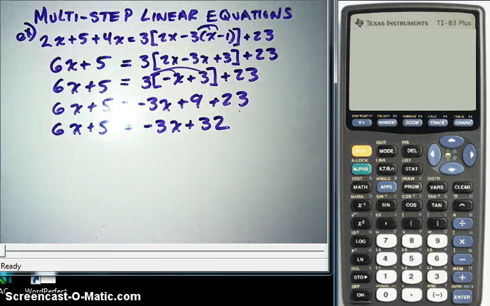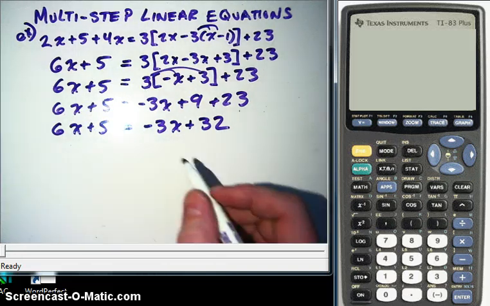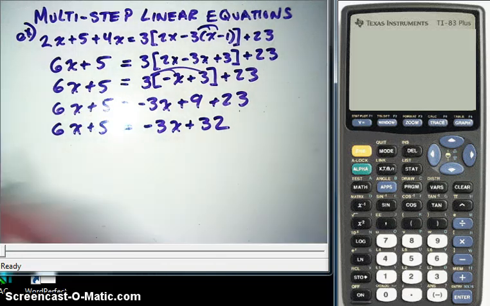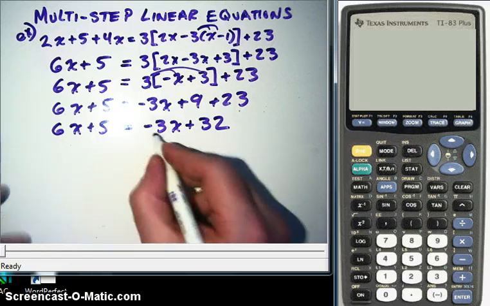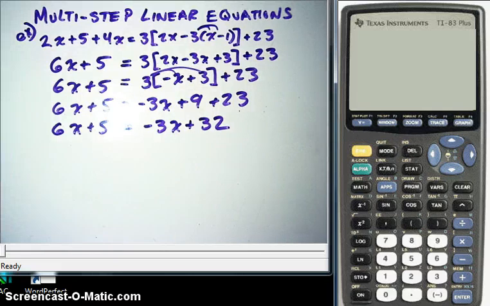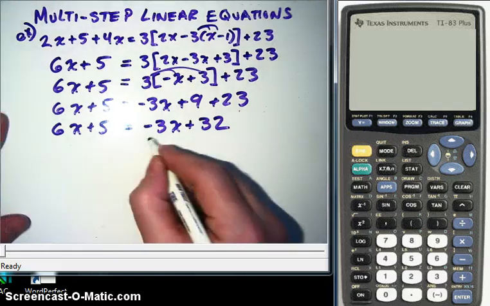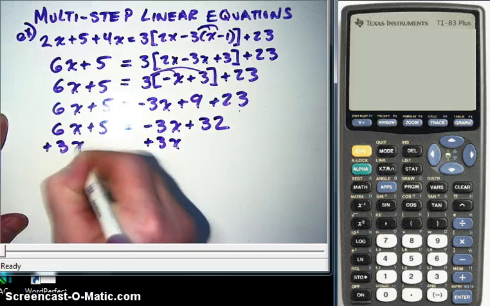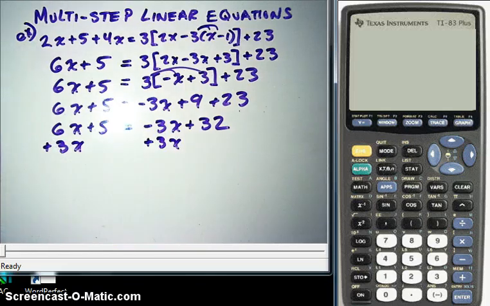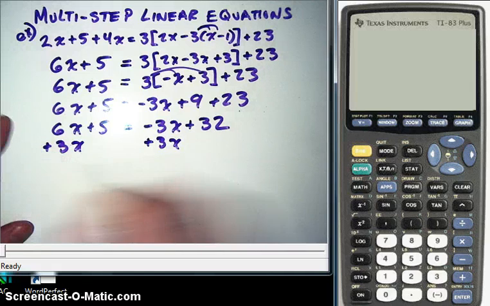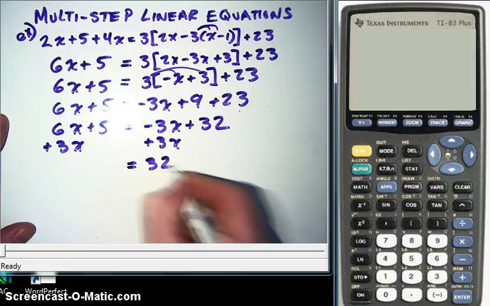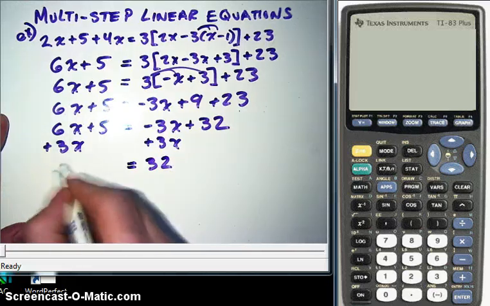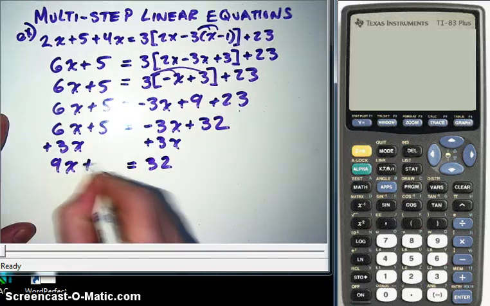For reasons that we'll later use, it's a good idea to gather the smallest x, to move the smaller of the two x. In this case, negative 3 is much smaller than positive 6. Move that to the other side so that we're left with a positive number. When we're doing inequalities, this will save us a little bit of time. The resulting equation for this, we cancel out here, leaving us 32 on this side. And on this side, we'd have 9x plus 5.